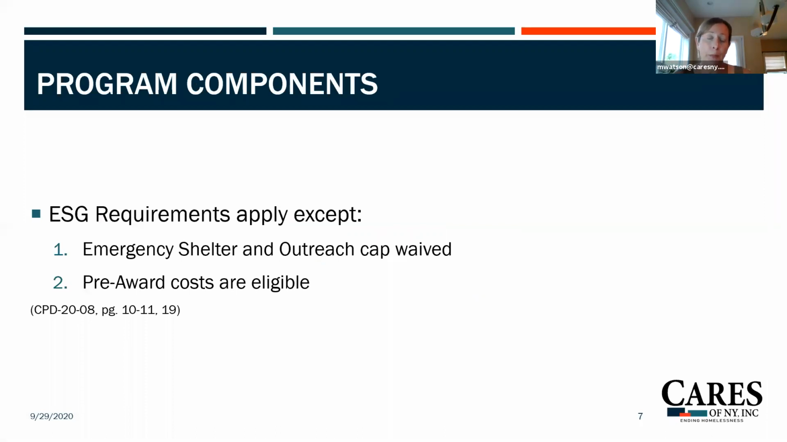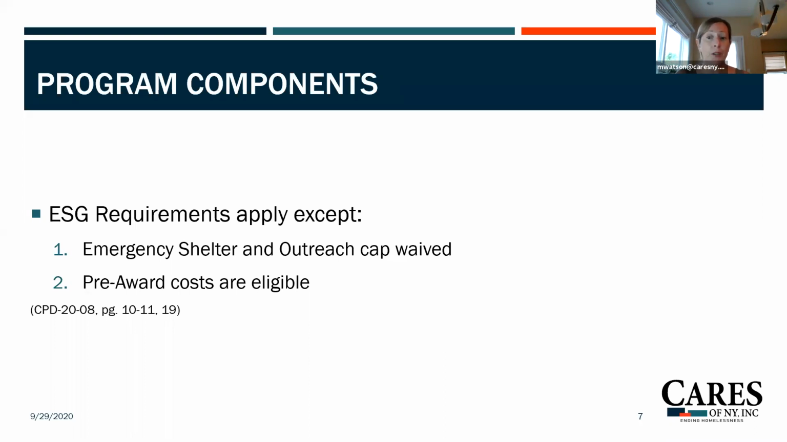In terms of program components, all regular ESG requirements apply except the emergency shelter and outreach caps are waived. We anticipated this would be the case, but now it is codified. This is important to know when planning for ESG-CV2 funds. And pre-award costs are eligible. This is important if you're an agency interested in utilizing funds for costs you've already incurred, for example, hazard pay.